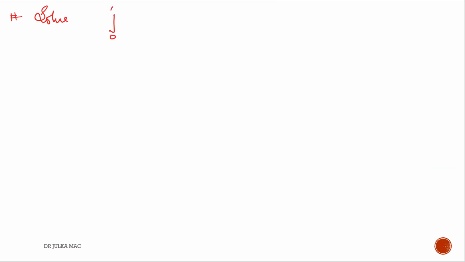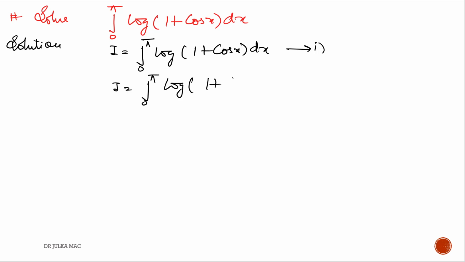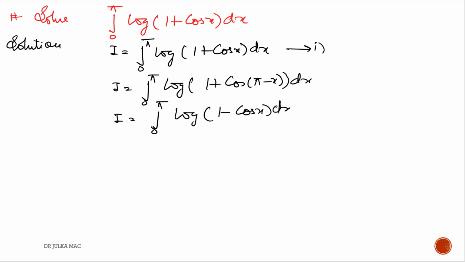Next example. Solve the integral from 0 to pi of log(1 plus cos x) with respect to x. We will take this question equal to I and take it as the first equation. Now we use the property integral 0 to a of f(x) dx equals integral 0 to a of f(a minus x) dx. Here a is pi and x is x. So it is log(1 plus cos(pi minus x)). Cos of 180 minus theta is minus cos theta. So I equals the integral from 0 to pi of log(1 minus cos x). Now take this equation as the second equation.